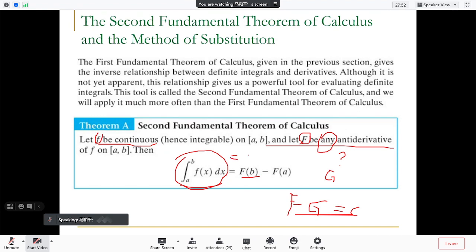This means we can also write it as G(b) minus G(a). You can check: G(b) minus G(a) is also equal to F(b) minus F(a). So we can use any antiderivative. The answer is the same. Okay.